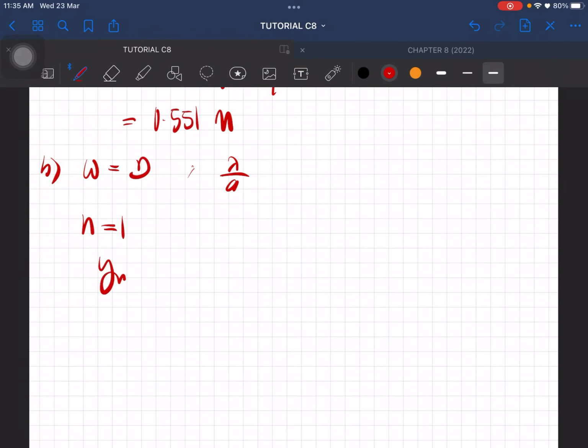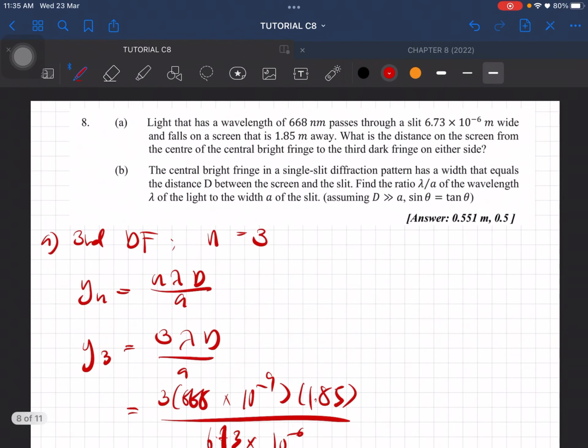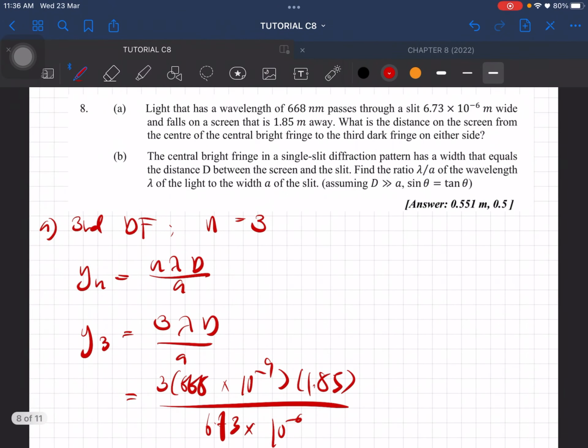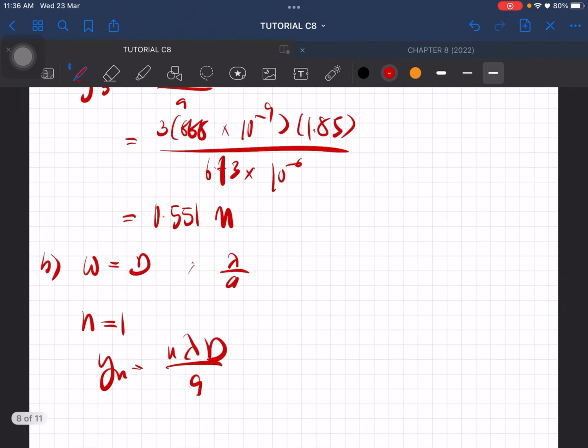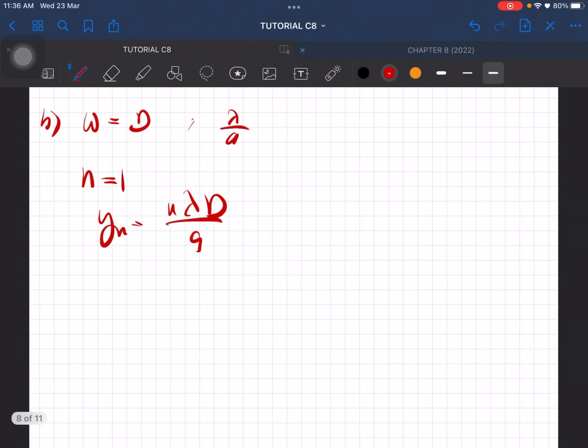Now y equals lambda D over a. So again, this is the central bright fringe. This is a different question. So for this one we are going to take the first order, so 1 times lambda D over a.